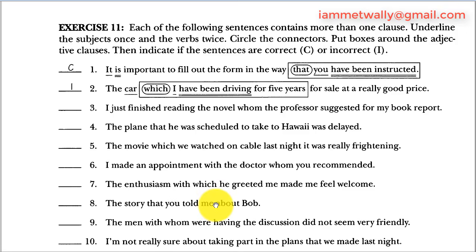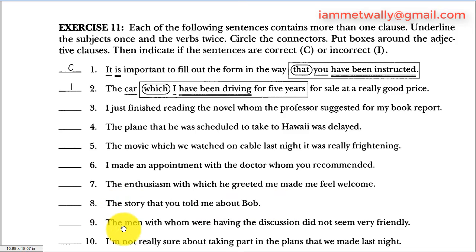8. The story that you told me about Bob. The story, subject, that is a connector, you, subject, and told is the verb. That you told is the adjective clause that describes the word the story, but where is the verb of the subject story? Here. So the story that you told me about Bob was nice, was good, made me cry, I should continue. So this sentence is incorrect, it's missing a verb.